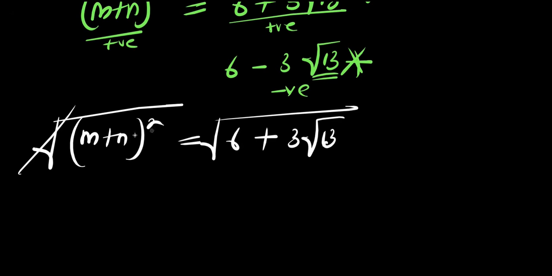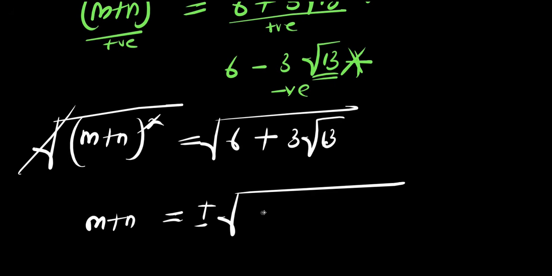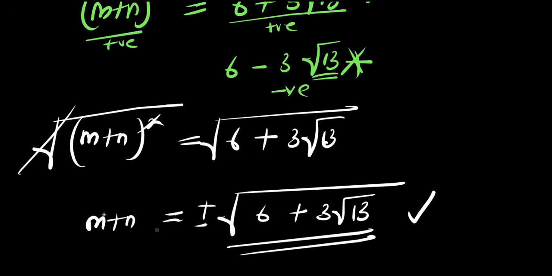So we have this, cancel this, and we have m plus n equals plus or minus square root of 6 plus 3 root 13. So this is our answer for m plus n. And this is how you can solve it step by step.